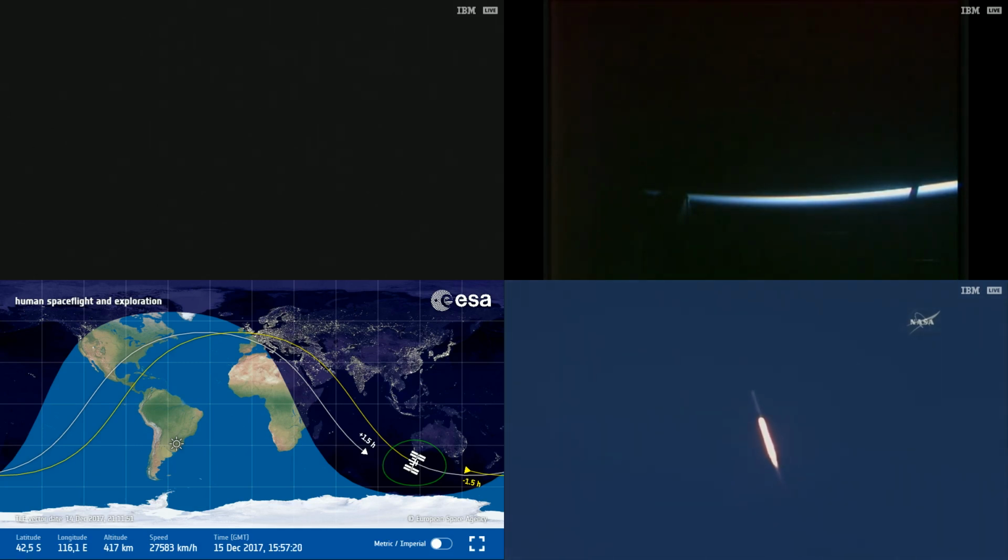This first stage will perform a boost back burn about 15 seconds later, heading back to nearby Cape Canaveral Air Force Station Landing Zone 1. We'll show you the landing on NASA TV about 8 minutes after launch, accompanied by the sonic boom just before landing.